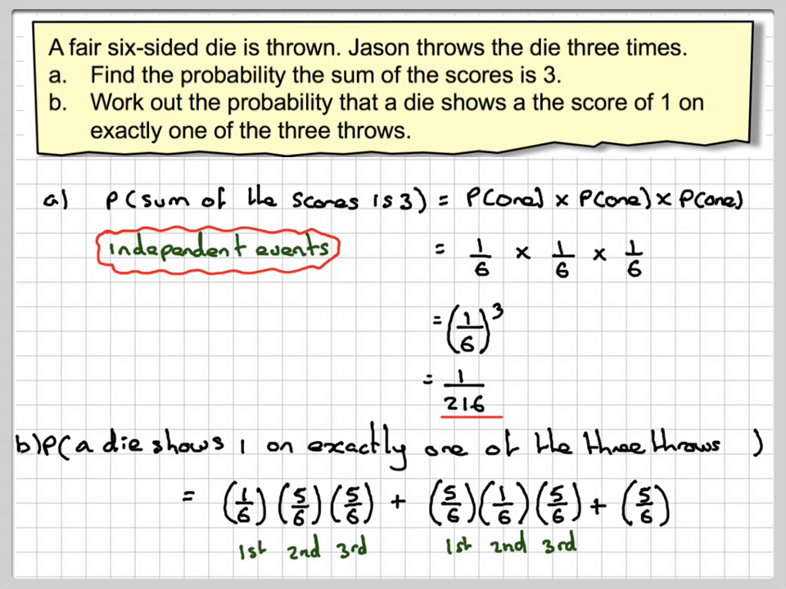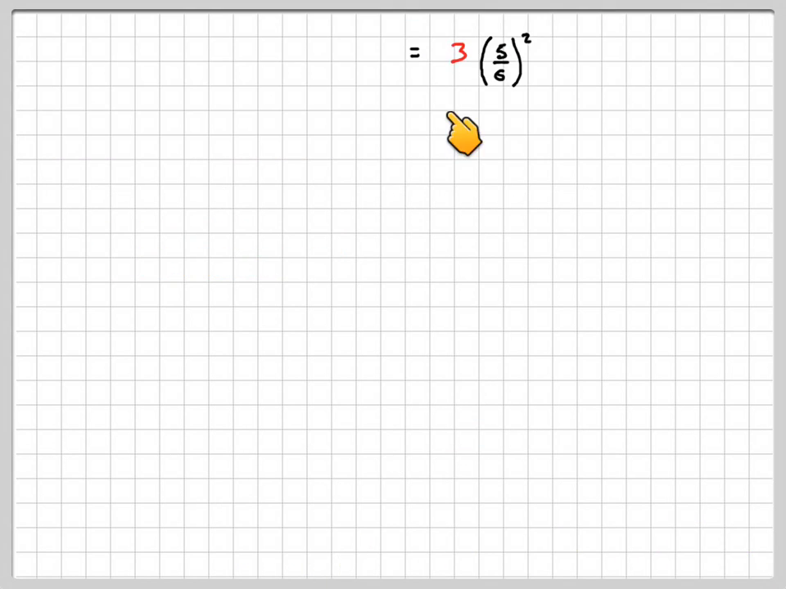Or the first throw we don't get a 1, so it's 5/6. The second throw we don't get a 1, that's 5/6. And the final throw we do get a 1, so that's 5/6 times 1/6. Now, each of these is going to be 1/6 times (5/6) squared, and there are 3 of them. So the answer is going to be 3 times (5/6) squared times 1/6, which gives you 25 over 72 when you do this on your calculator.